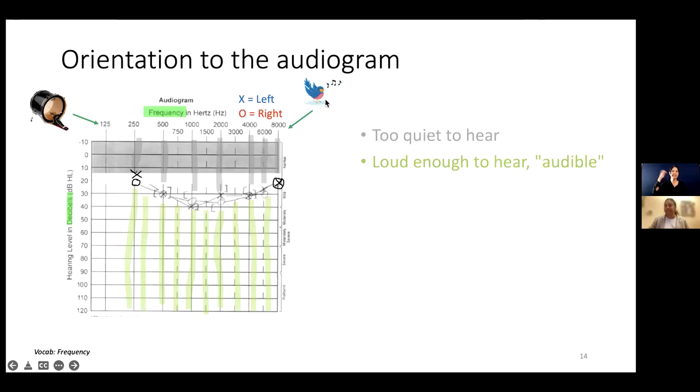So I marked this particular audiogram with gray lines to show the sounds that are too soft for this child to hear. So any sounds that are quieter than their hearing threshold level, they're not going to hear. The green lines represent sounds that are audible. Audible means these are sounds that this child will definitely be able to hear.